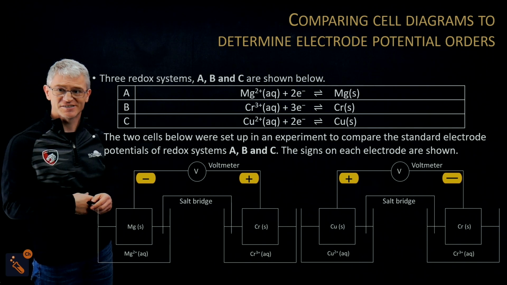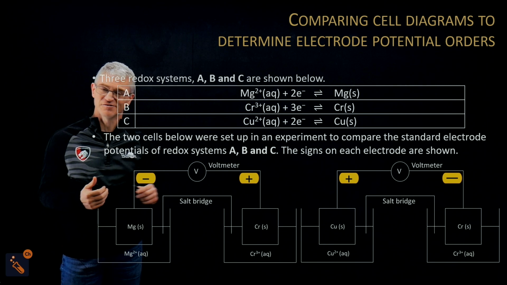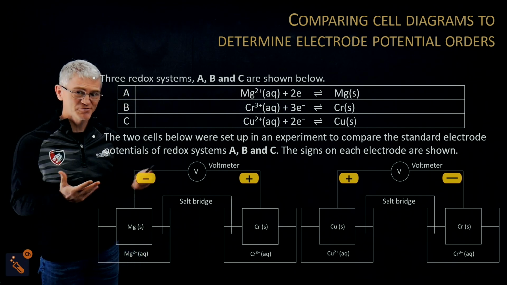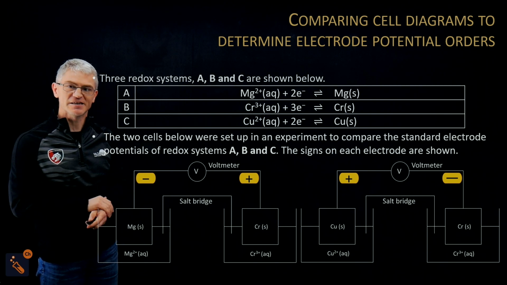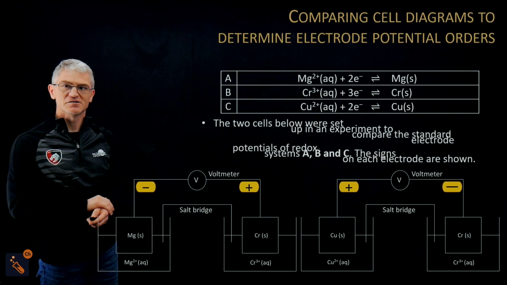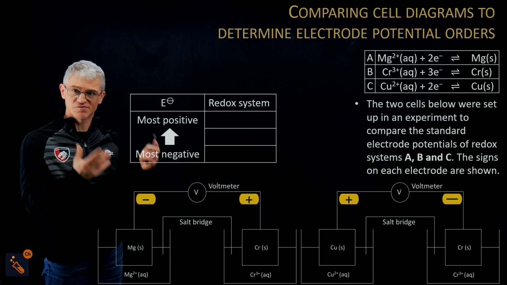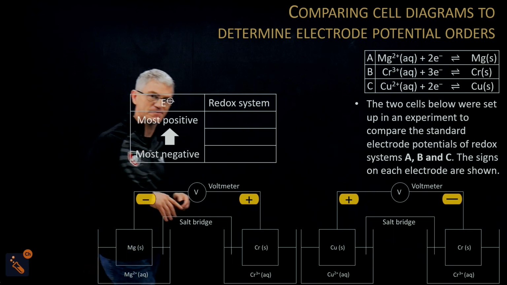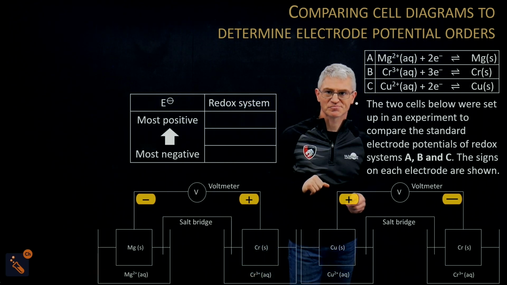So you can see, for example, the anode is here on the left, but on here the cathode is on the left. But that's how it was set up in the exam question I looked at. Okay, so don't let that confuse you. So if we then go to the side, the question is basically asking which one is the most positive of the redox systems, which is the most negative.